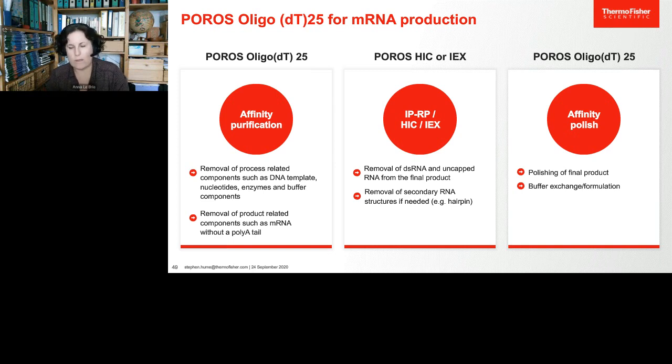Then, as a second step for final polishing or intermediate polishing, we always advise some typical ion exchange chromatography or hydrophobic interaction to remove what could be left there, so basically double-stranded RNA or RNA with different structures like hairpins. And that's another scenario: to use the same oligo DT resin after that, for example, to exchange a buffer. So there are different scenarios that you can use.